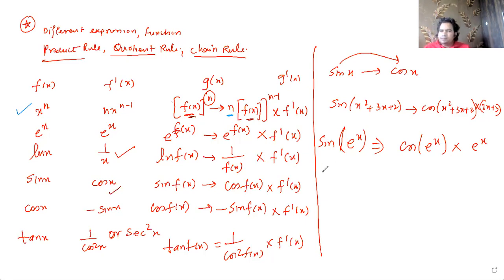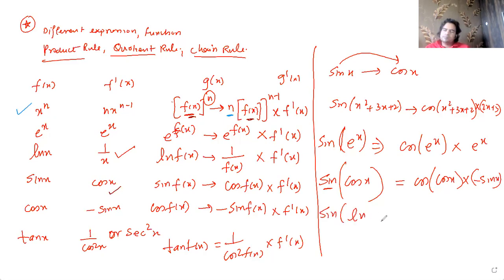Now, for example, if I have sine of cos x. Here sine is the parent function. So the first step is don't touch the child. It will be cos of cos x into the derivative of cos x, which is negative sine x. So the derivative of the child function cos x is negative sine x, and that you have to multiply with. Let's say if you have sine of ln x. It will be cos of the child function into the derivative of the child function, which is 1 over x. So this is the chain rule for sine.